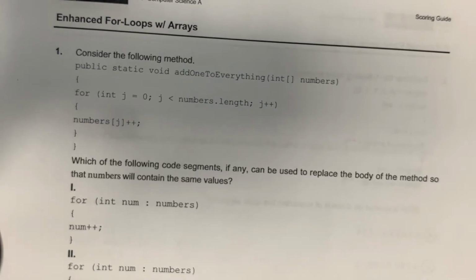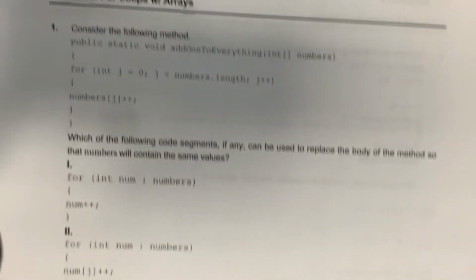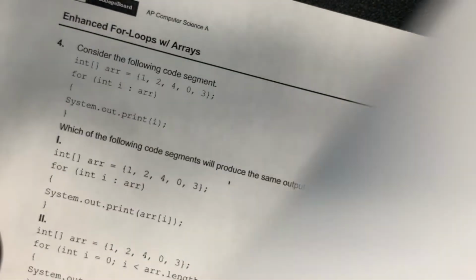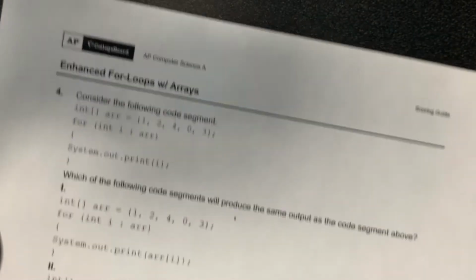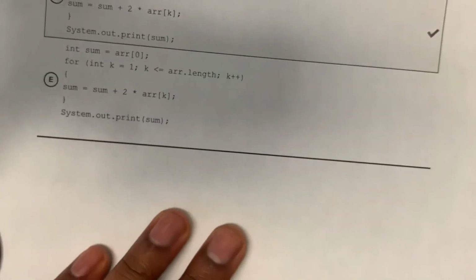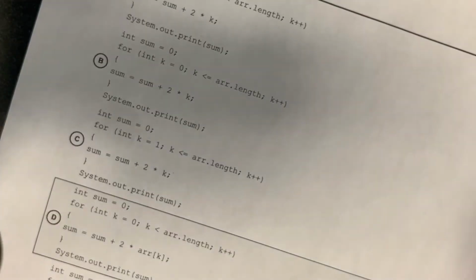There's only 4 questions. If you just want the answers, it is E, D, D, and B. So E, D, D, B. If you want an explanation, hang around for a moment.